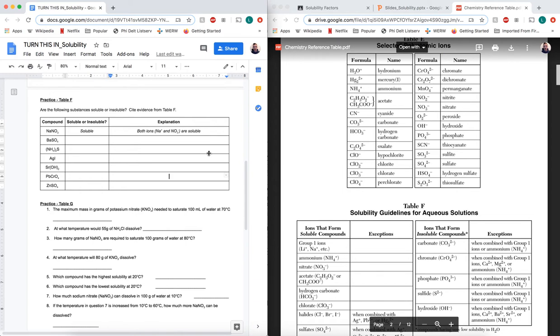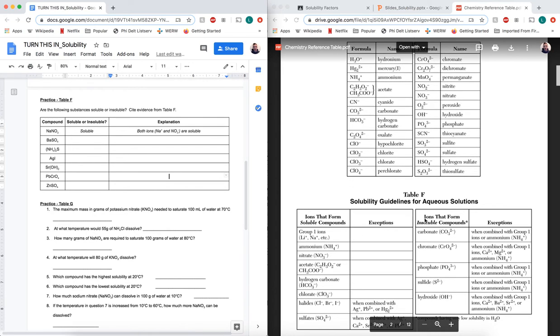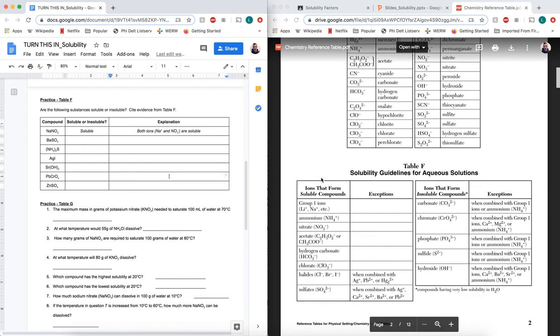Now that we know that our ions are sodium and nitrate, let's look down at table F, which tells us if something will dissolve or not. So on the left side, we have ions that are soluble, and on the right side, we have ions that are not soluble, that are insoluble. These will not dissolve. So where does sodium land? Group 1 ions. Sodium is a group 1 ion.